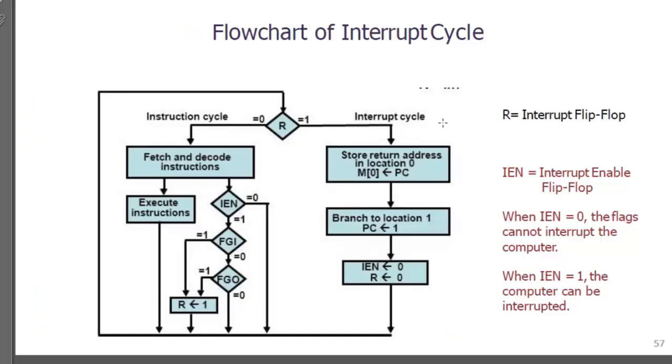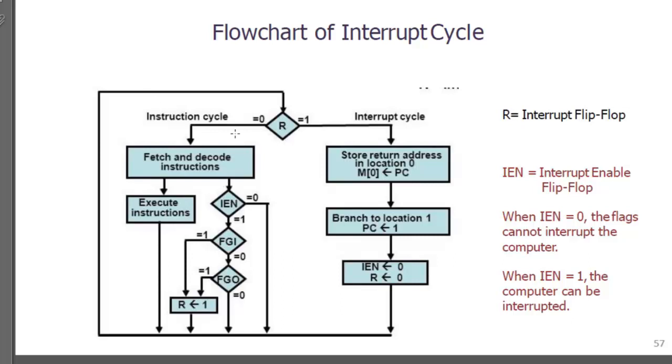Now this is a flowchart to show the interrupt cycle. Here you can see in the diagram there is an R. What is R here? R is a flip-flop that is capable of storing 1 bit. So in this case either R can be 1 or R can be 0. If R is 0, that means there is no interrupt. So when R equals 0, the computer goes through an instruction cycle. During the execution phase of the instruction cycle, IEN is checked.